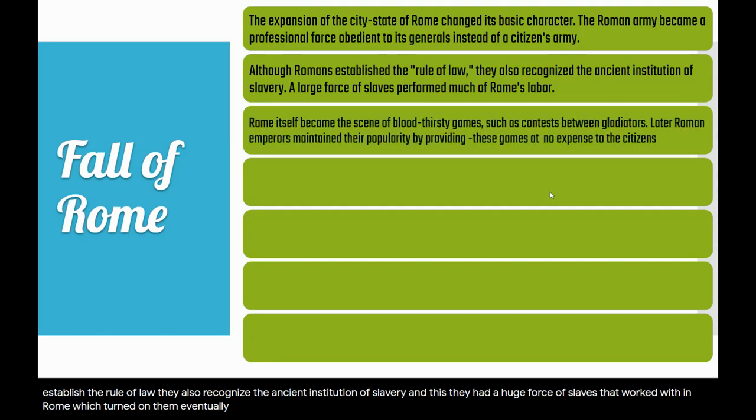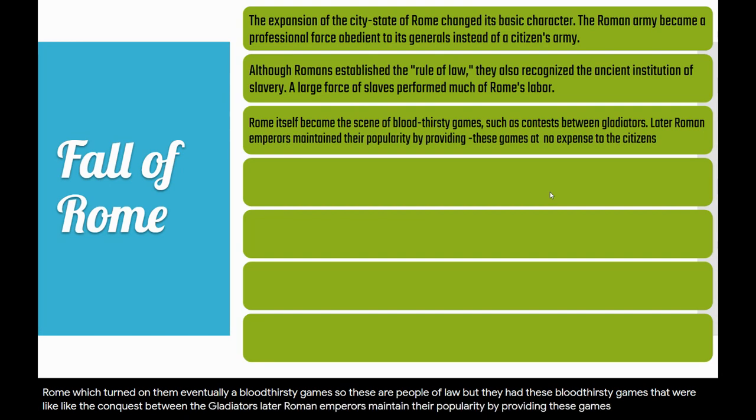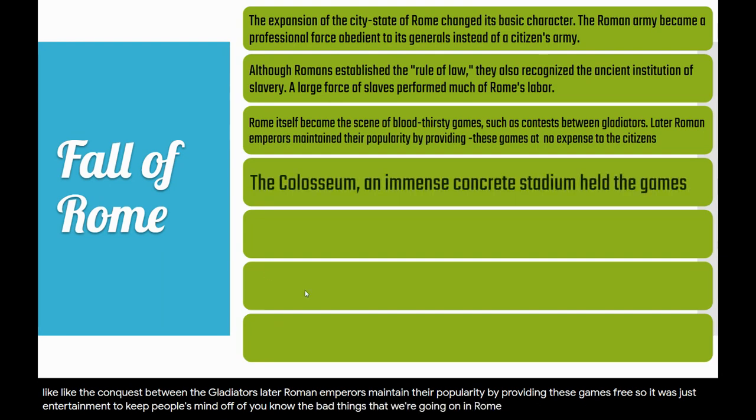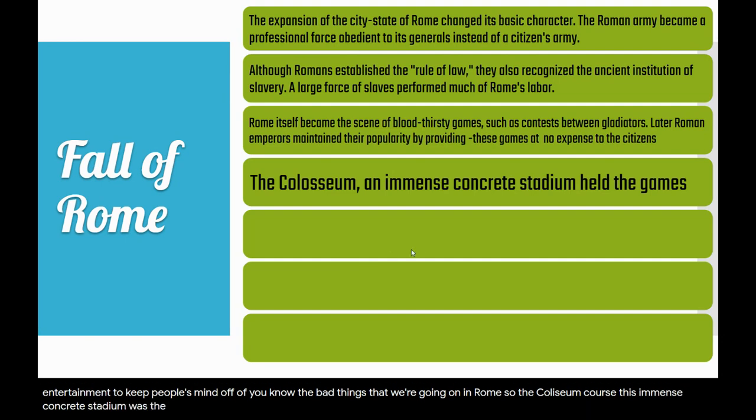Rome itself became the scene of bloodthirsty games. So these are people of law, but they had these bloodthirsty games, like the combat between the gladiators. Later, Roman emperors maintained their popularity by providing these games free. So it was just entertainment to keep people's minds off the bad things that were going on in Rome. So the Colosseum, of course, this immense concrete stadium, was the one that had the games. And most of your major cities in Rome or outside Rome actually had Colosseums for their local games.